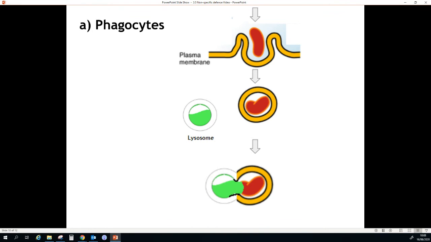Here, a cell part called the lysosome approaches. It contains a digestive enzyme, and the lysosome fuses with the vesicle that's been formed, and the digestive enzymes flow into this space here. Now, the digestive enzymes will break down this pathogen and completely destroy it. So all the proteins that make up this pathogen will be completely destroyed and broken down.